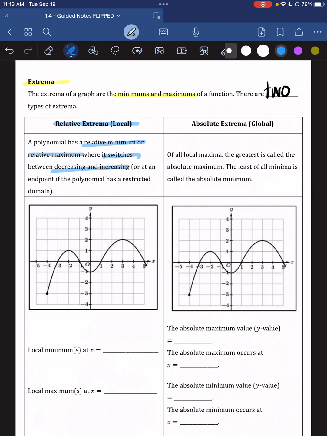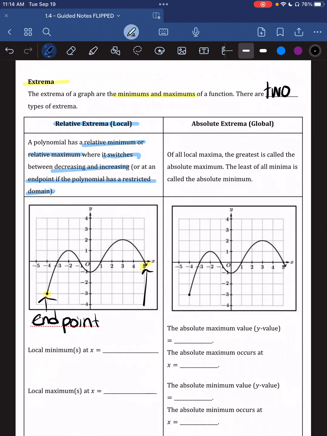Additionally, it could also be at an endpoint if the domain is restricted. What I mean by that is if you're given a function and it's got definitive endpoints. Like in my example here, if you notice, this is a solid dot, whereas that is an arrow. This would be considered an endpoint because my function is not continuing on the left side. However, because this is an arrow, it is continuing on forever and ever as x gets closer to infinity. So that's the first type.